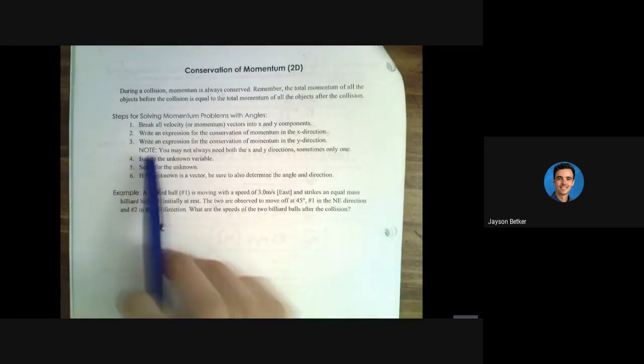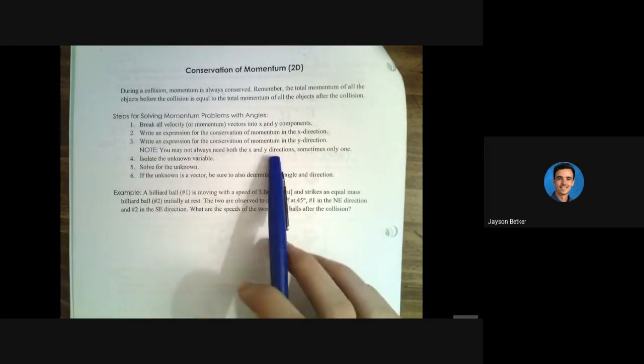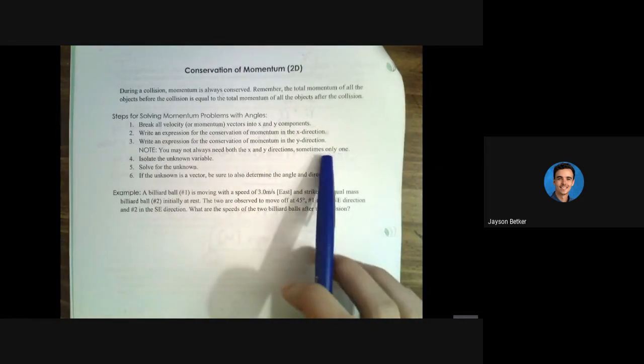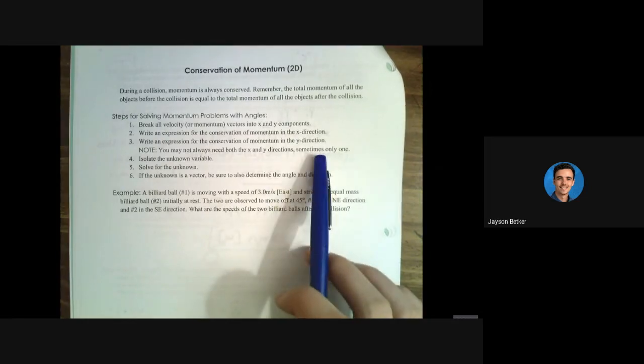Okay, it says note, you might not always need both the x and y directions. Sometimes you only need one. Think about it like a type of problem when we were looking at gravity. We only needed the y direction, not the x. Okay, or sometimes it works the other way.